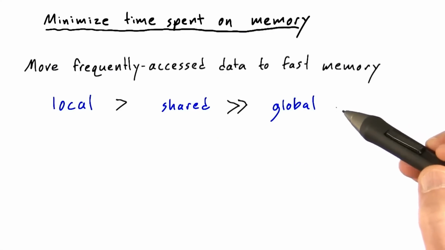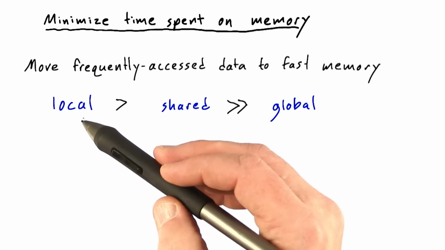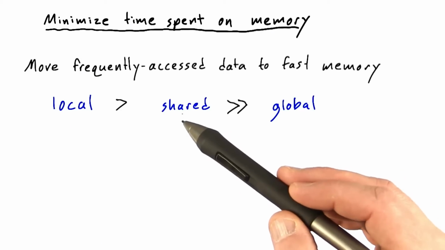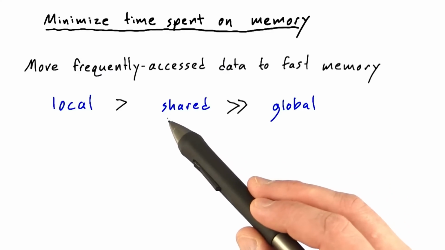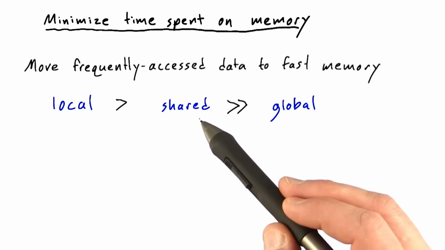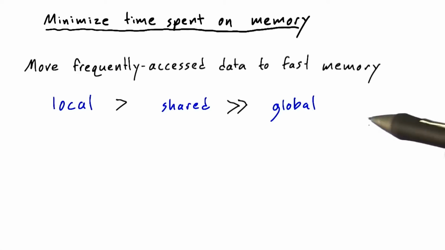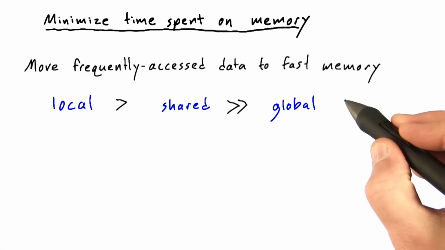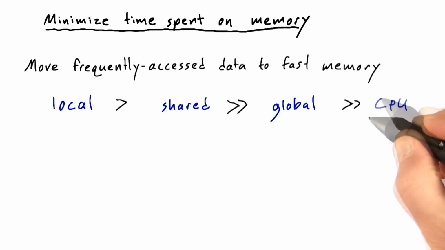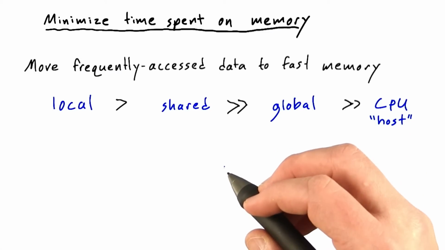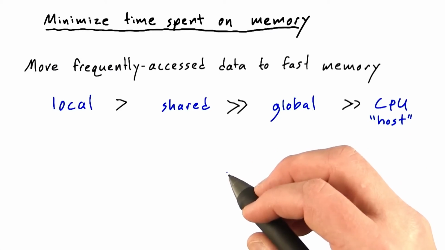There's some subtleties here, but in general, data that is kept local to a thread is going to be about as fast as possible, and data that is shared in a thread block's shared memory is going to be very fast, and data that is way out in global memory is going to be a lot slower, although this is still much faster than CPU memory, also known as host memory. So let's see an example of using local, shared, and global memory.